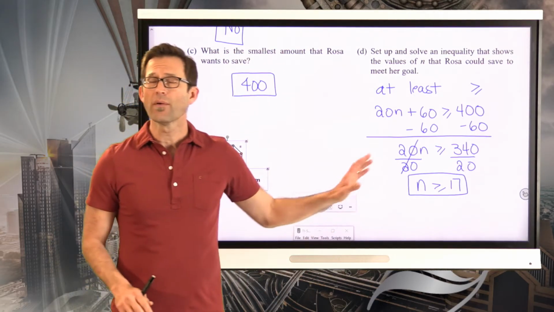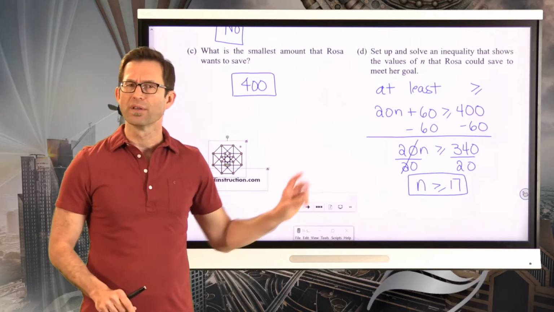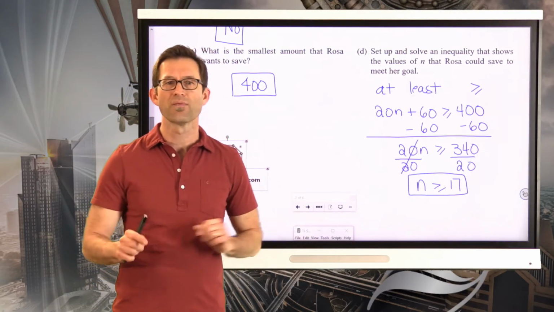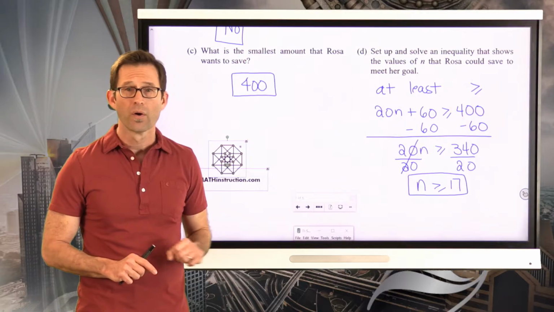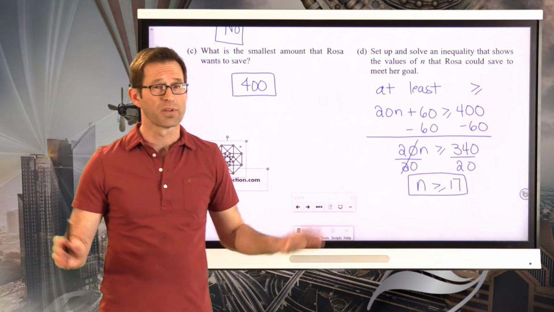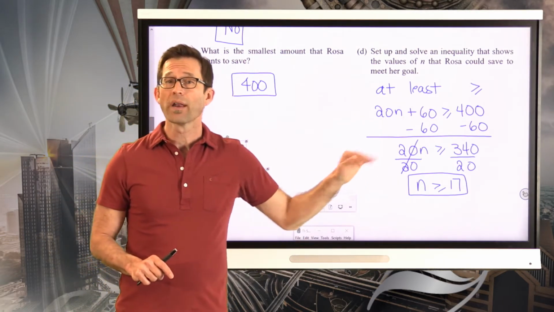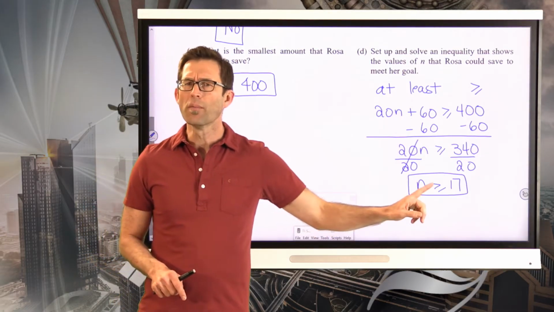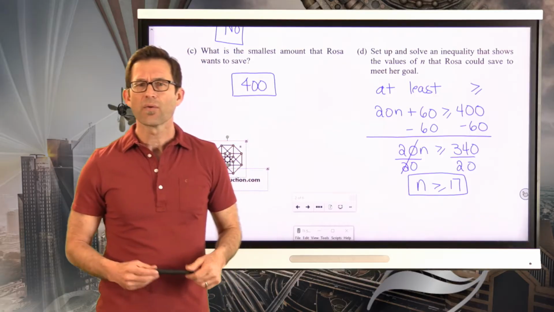By the way, notice we never used that special property of inequalities where we flip the inequality, because we didn't divide or multiply both sides of the inequality by a negative number, right? We subtracted 60 from both sides, but that's perfectly okay. And then we divided by 20 on both sides. That's also perfectly okay.